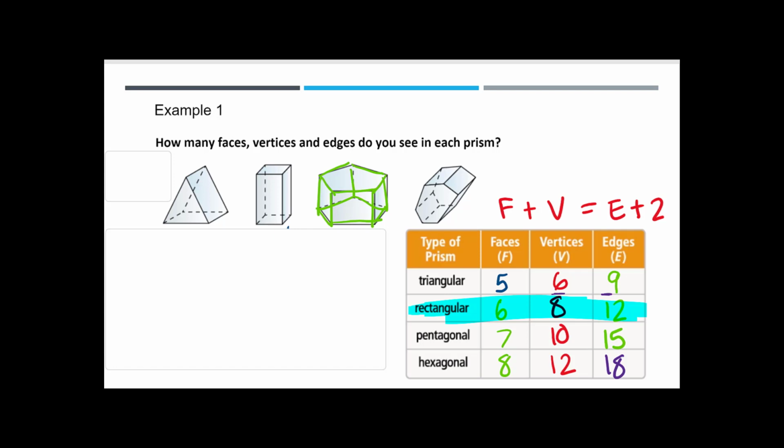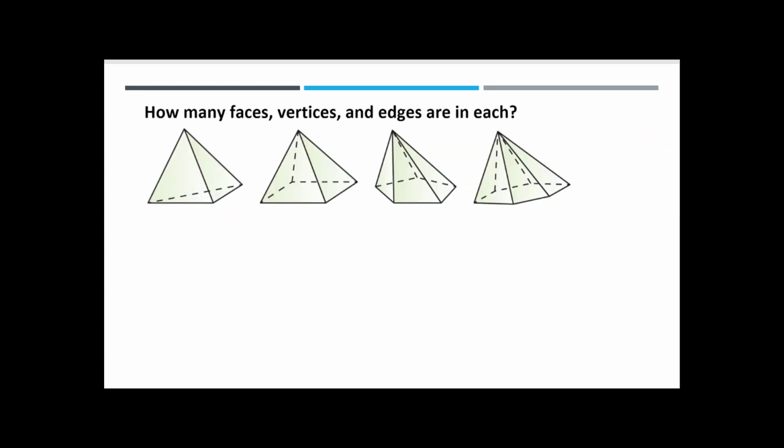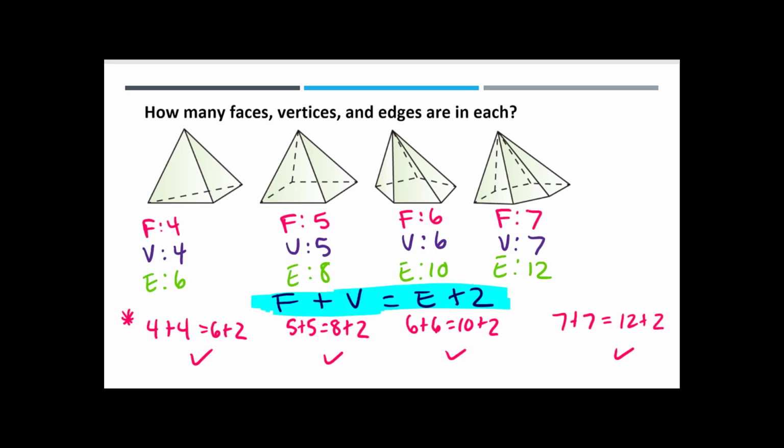What about the rectangular prism? We have the faces, which is 6. We add the vertices, which is 8, equal to 12 plus 2. So 6 plus 8 is 14, which is equal to 14. So that's true. So this is a relationship that you need to know as well. Now I want you to try and find the faces, vertices, and edges. So I'm going to pause here, and then I will display the answers so you can check your answers.